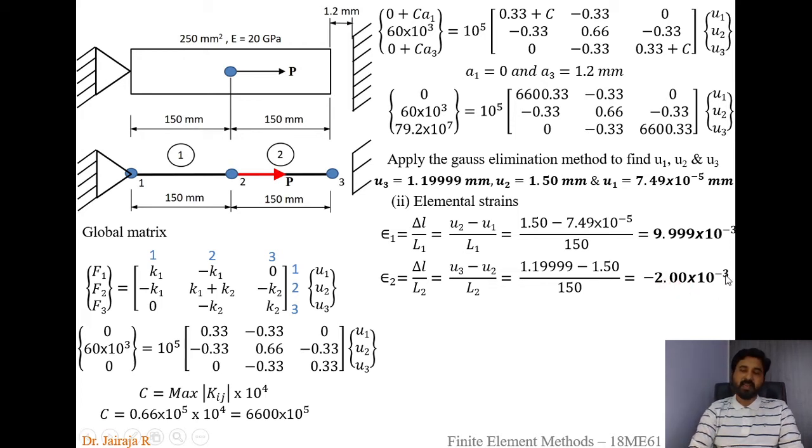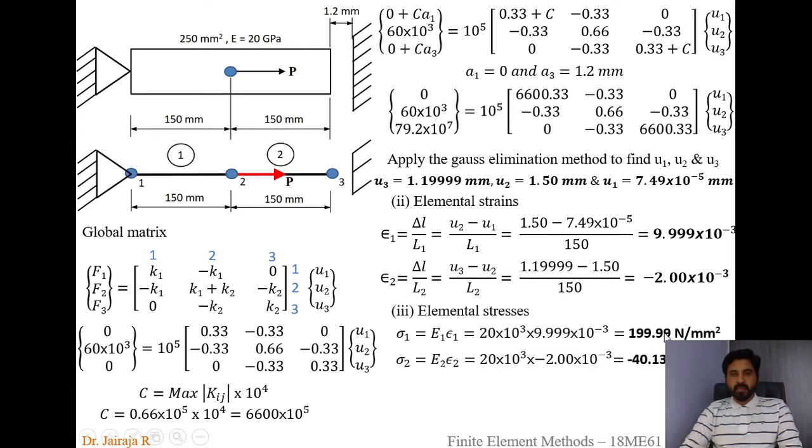From the strains and Young's modulus we can obtain the stresses. For element 1, sigma 1 is equal to E1 into epsilon 1. Substitute the values, so sigma 1 is 199.99 Newton per mm square. Sigma 2 is E2 into epsilon 2. Substitute the values, so sigma 2 is equal to minus 40.133 Newton per mm square.